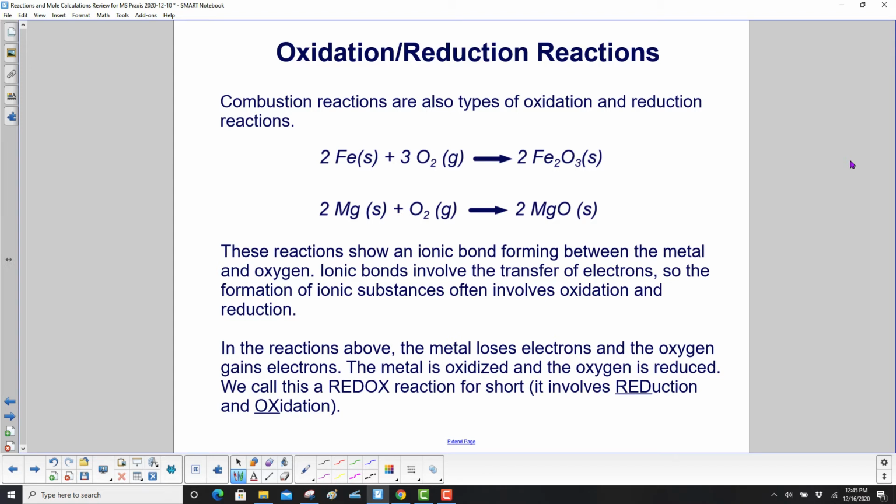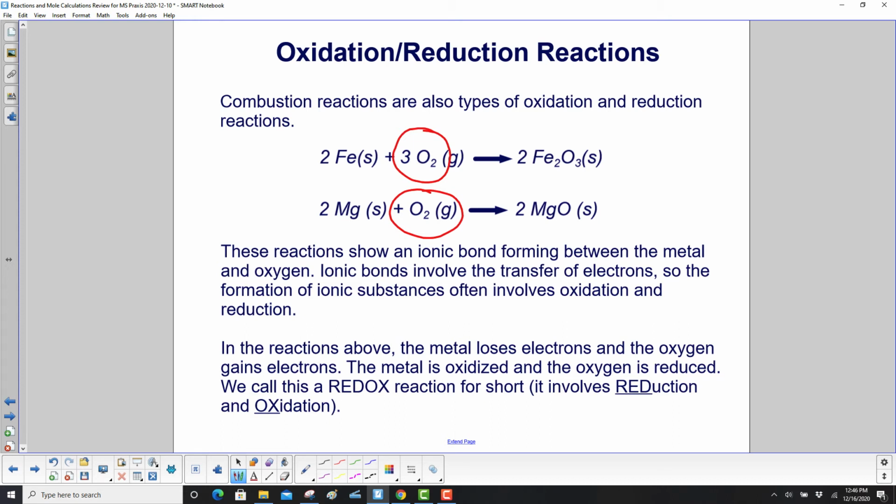Combustion reactions are also types of oxidation and reduction reactions. And it's combustion, right, because you have oxygen over here on the left side as one of the reactants. The reactants show an ionic bond forming between the metal and oxygen. Ionic bonds involve the transfer of electrons, so the formation of ionic substances often involves oxidation and reduction. In the reactions above, the metal loses electrons and the oxygen gains electrons. The metal is oxidized and the oxygen is reduced.